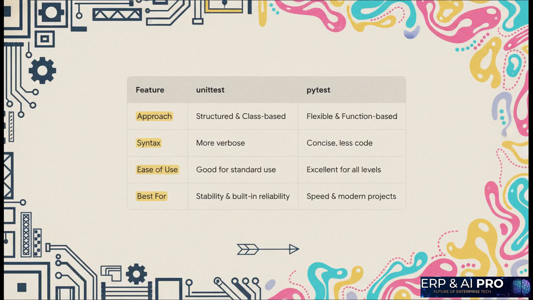And the real difference comes down to style. Unit test is a bit more formal. It asks you to follow a specific template to set things up. pytest, on the other hand, is much more relaxed. It lets you write tests with a lot less code, which a lot of people find faster and just plain easier to read. The big takeaway here is that there are different tools for different jobs and different tastes.